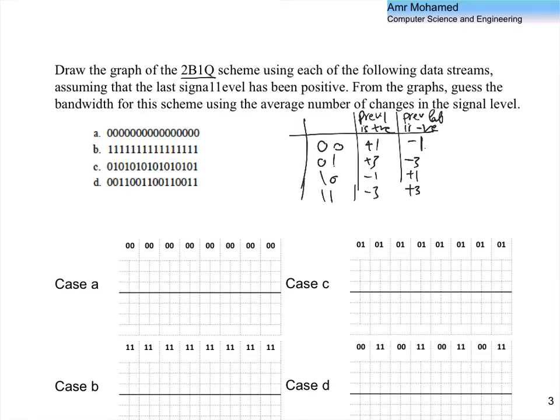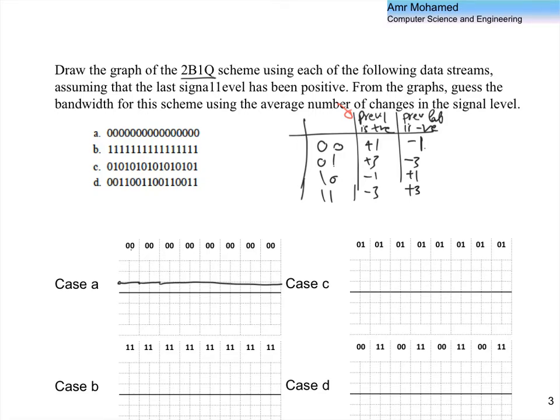So for straight zeros, for the first one, 0 0 is +1. And since the level is positive, we always have to look at this column. So it's always a +1, and it remains like that forever, for all the bits. Okay, so there's no change.